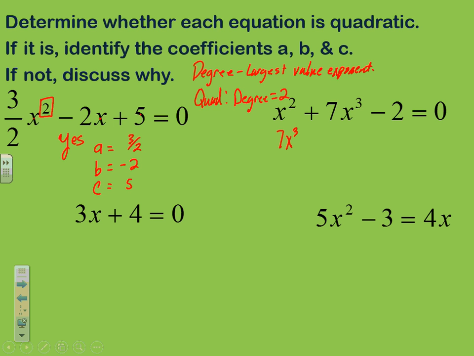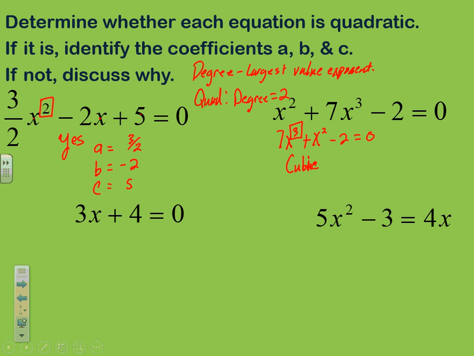7x cubed plus x squared minus 2 is equal to 0. So this is the way it would be written in standard form, where the largest exponent is written first and then in descending order from there. Because this largest exponent, the degree of the equation, is a 3, this is not quadratic. This would actually be cubic. Cubic, can't spell. So it's not quadratic.